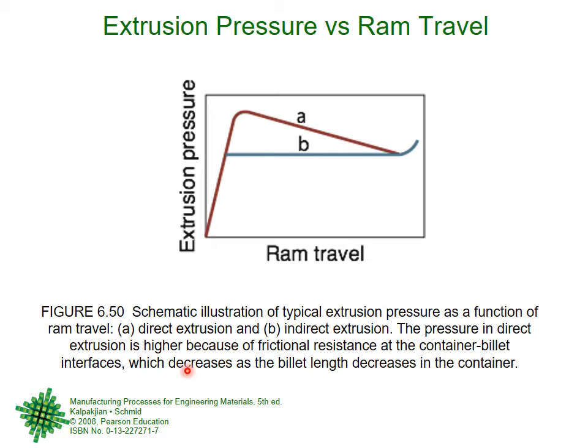The pressure in direct extrusion is higher because of frictional resistance at the container billet interface, which decreases as the billet length decreases in the container, right? So if you go back to the diagram of direct extrusion or indirect extrusion, then you will see, oh yes, in direct extrusion, this is like this. In indirect extrusion, this is like this.